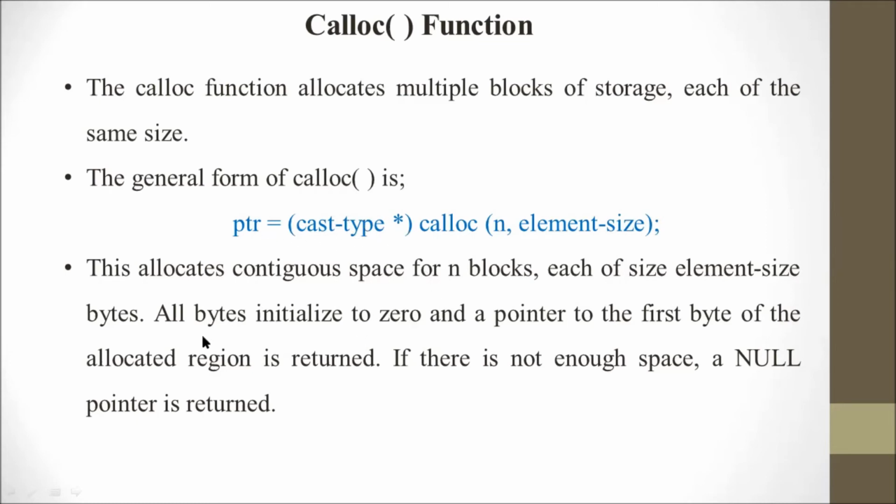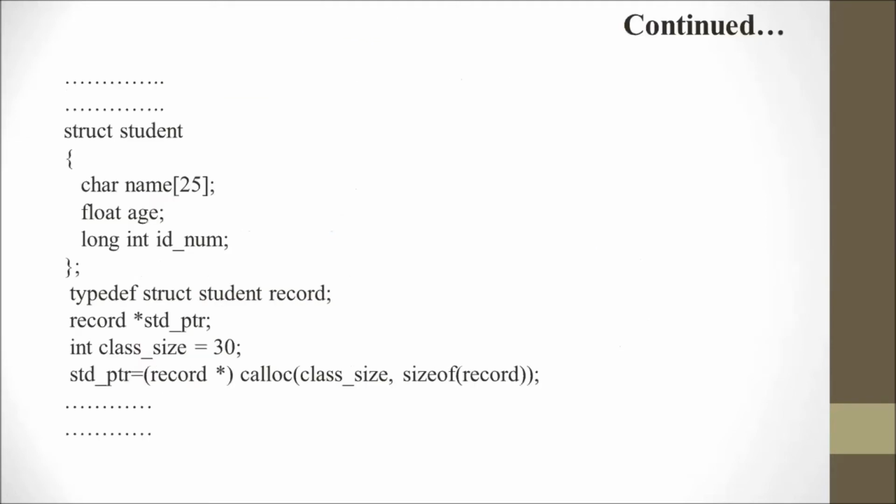Here all bytes are initialized to 0 and a pointer to the first byte of the allocated region is returned. If there is not enough space, a null pointer is returned. If the size is not available, the null pointer will be returned, meaning there is no space.